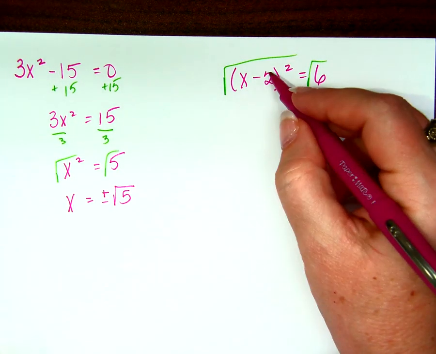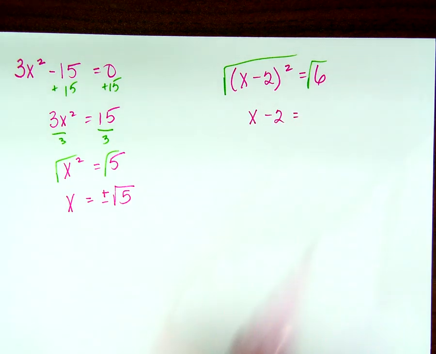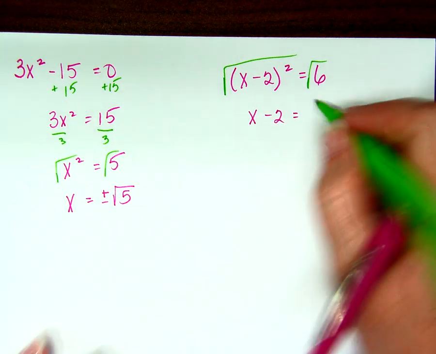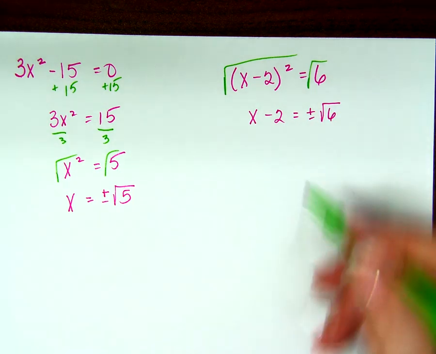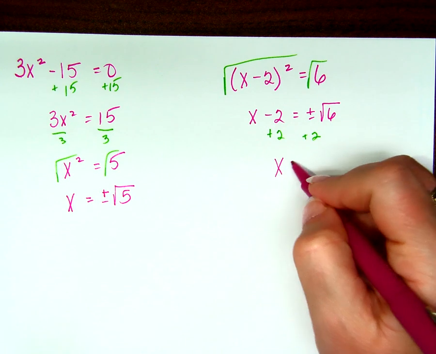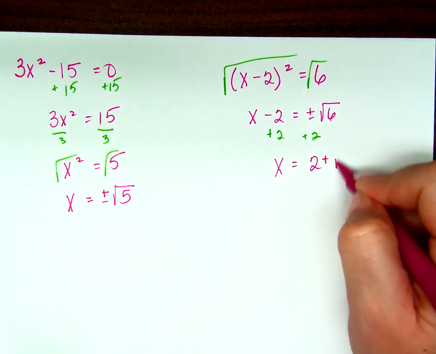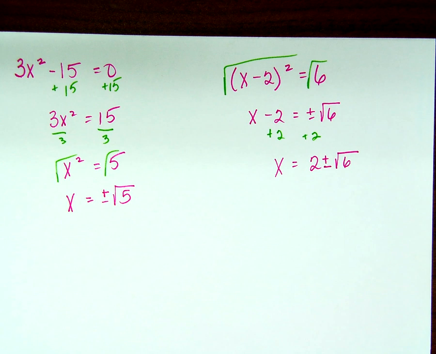If I take the square root of something being squared, I just get that thing, right? Equals what? Plus or minus the square root of 6. So when I go to solve for x by adding 2 to both sides, I still get two answers. I get 2 plus the square root of 6 and 2 minus the square root of 6. Okay? Any questions about that?